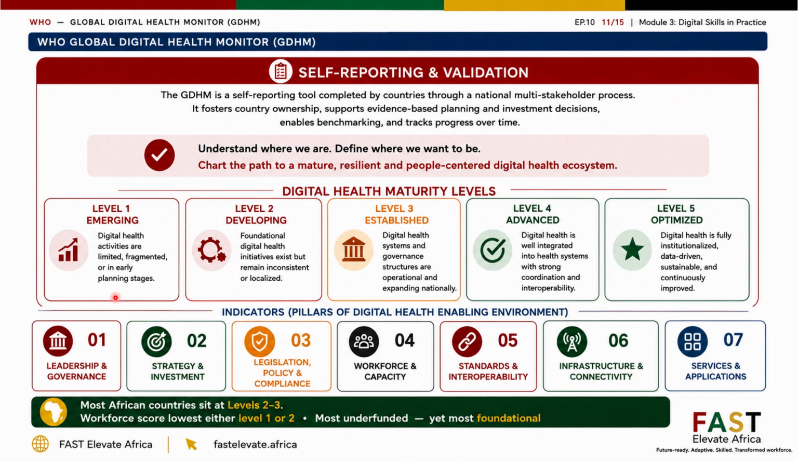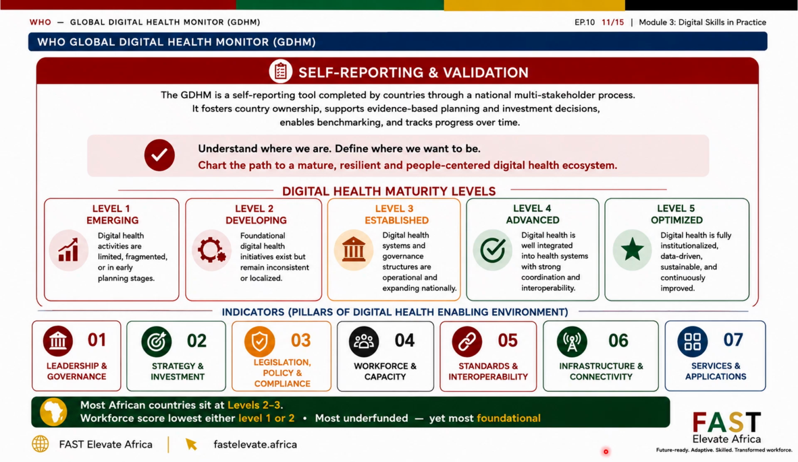Level 1, emerging. Digital health activities are limited, fragmented, and in early planning stages. Level 2, developing. Foundational digital health initiatives exist but remain inconsistent. Level 3, established. Digital health systems and governance structures are operational and expanding nationally. Level 4, advanced. Digital health is well integrated into health systems with strong coordination and interoperability. Level 5, optimized. Digital health is fully institutionalized, data-driven, sustainable, and continuously improving.